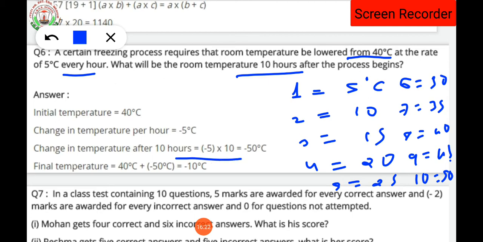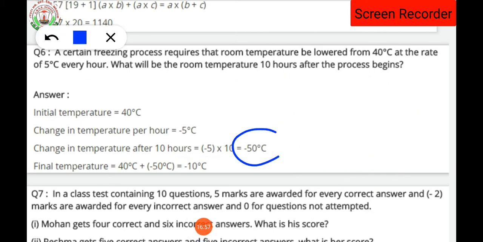So have you understood why we multiplied this -5 with 10? Because in every hour, this is 1 2 3 4 5 6 7 8 9 10, these are the hours. Due to these hours only the temperature is going to fall in every hour. 1 घंटे में 5 डिग्री फॉल हुआ टेम्परेचर, सेकंड आवर में फिर से 5 लॉस हुआ, मतलब हर 1 घंटे में अगर 5 डिग्री टेम्परेचर नीचे गिरता जाएगा तो वो ऐड होते जाएगा. That's why finally in 10 hours the temperature will be -50 degree centigrade. So have you understood from where this -50 degree centigrade comes out?